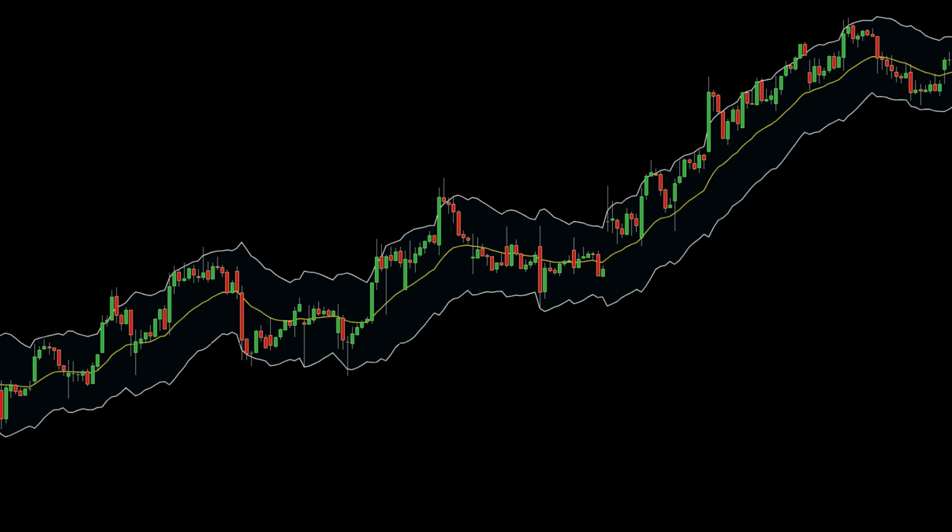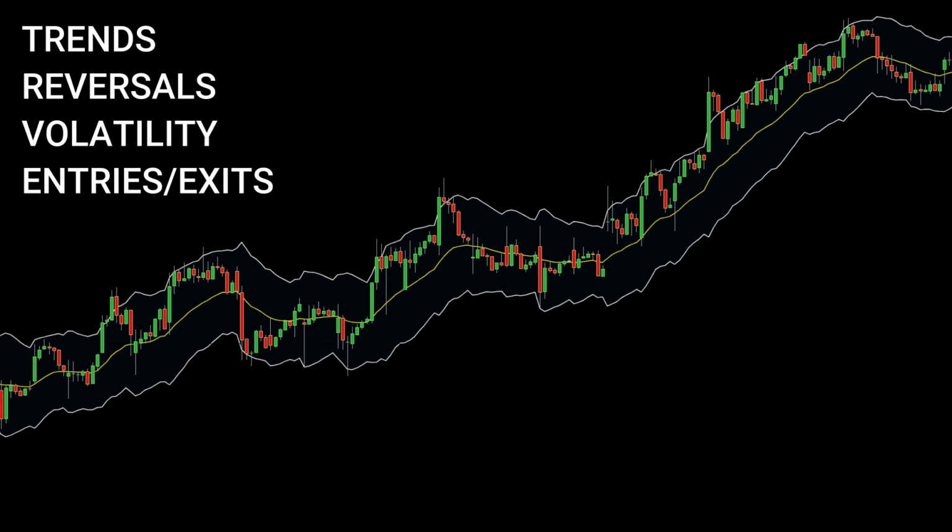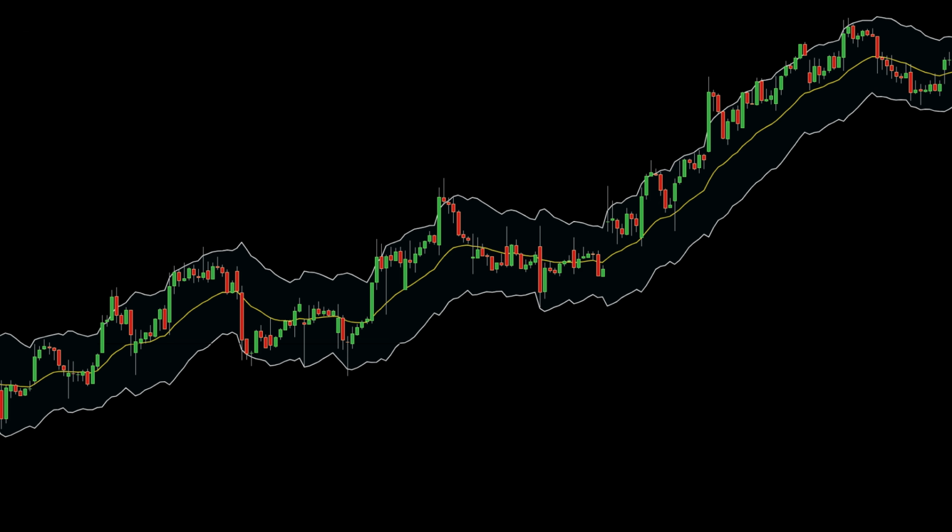But let's start with the Keltner. And this is my favorite trading indicator. And it does help you spot trends. It can help you identify reversals, show volatility, and can even help time your entries and your exits with some greater precision. So the Keltner Channel, 3 lines.